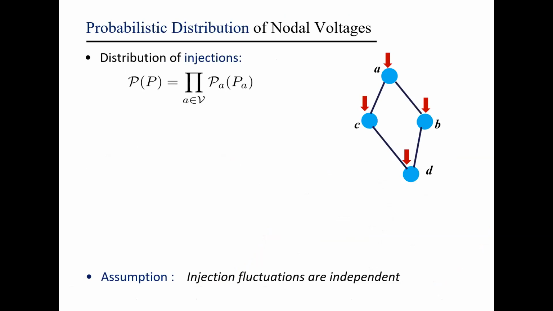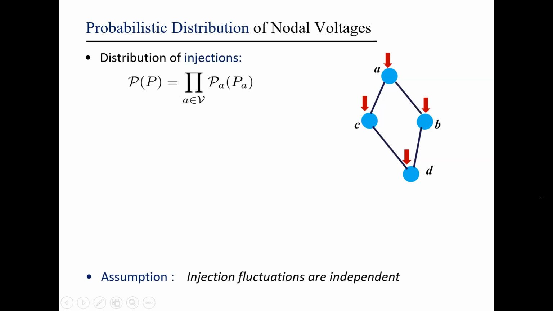So if you look at load data and detrend them the right way, you can see that these fluctuations, at least on the distribution side, can be independent. Now, if they're independent, this is how the distribution of injections, and P here means both P and Q, would look. And this is with respect to the distribution of fluctuations.